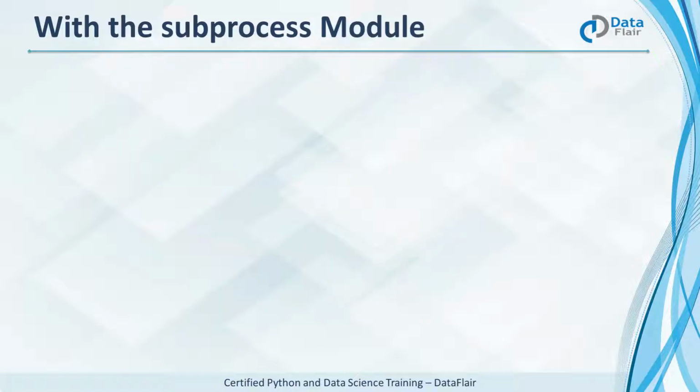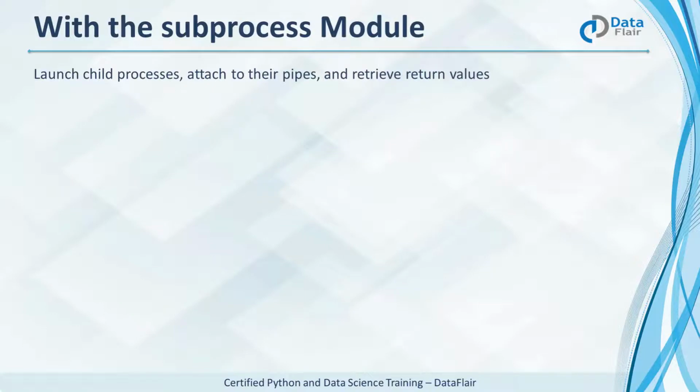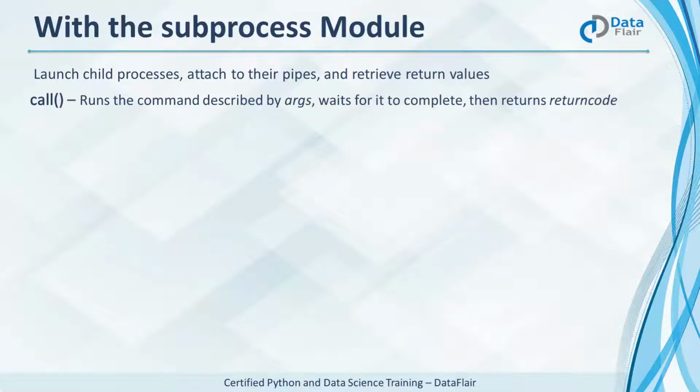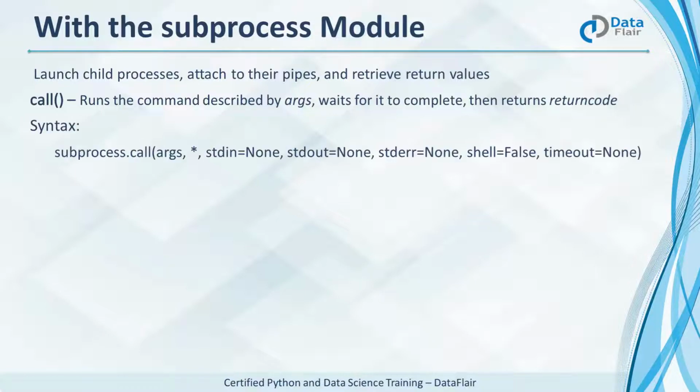Now the subprocess module. The idea here is to launch child processes and attach to their pipes for input, output and error and then retrieve the return values. The call function takes the command as argument, waits for it to complete, then returns the return code. This is the syntax using the parameters for arguments, input, output, errors, shell execution, and timeout.